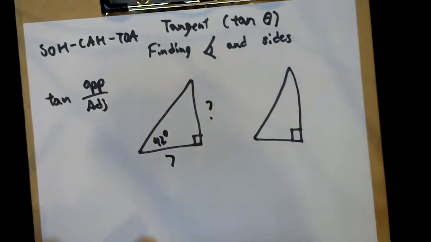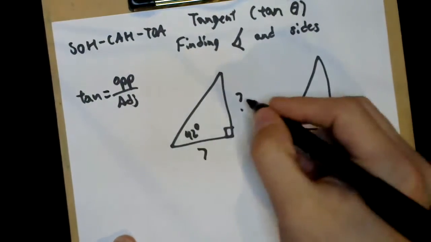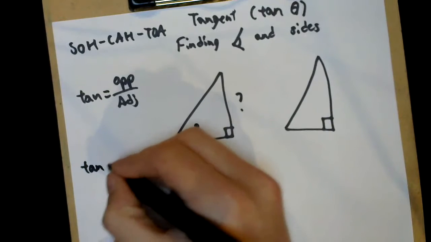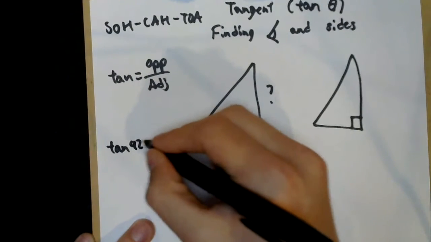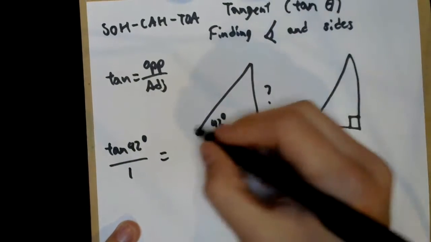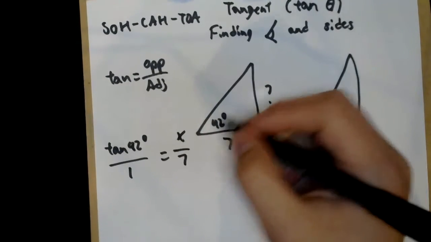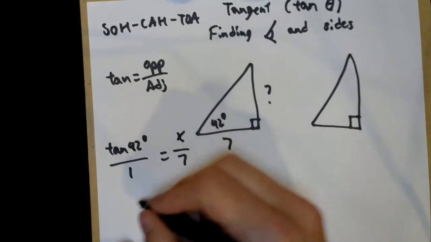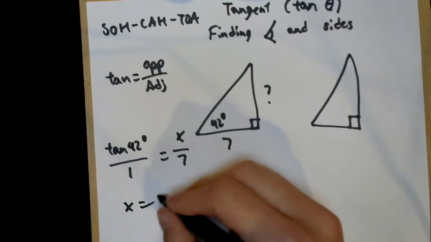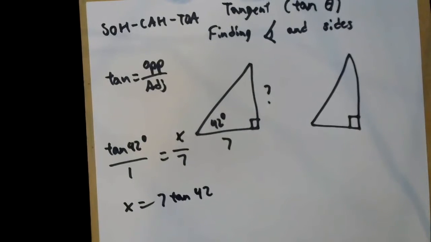So you will set it equal to opposite over adjacent. So you can say that tan of 42 degrees over 1 is equal to your opposite over your adjacent. So you cross multiply and you get x equals 7 times the tangent of 42. You plug that into your calculator. Make sure that your calculator is in degrees, of course.